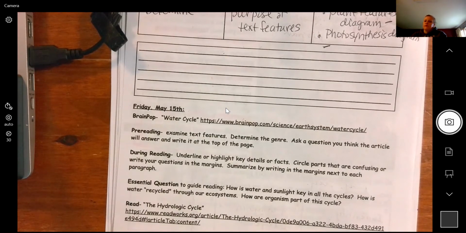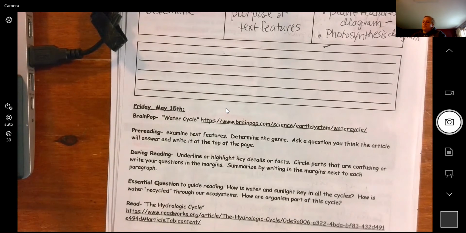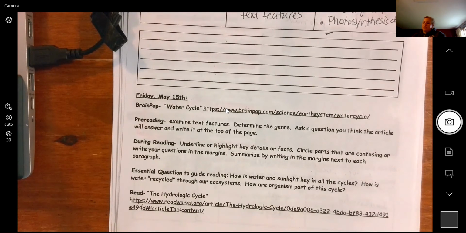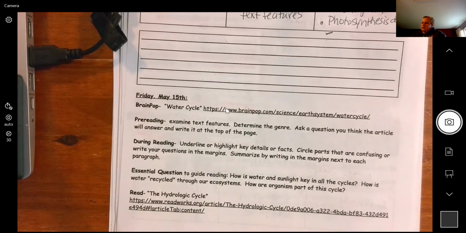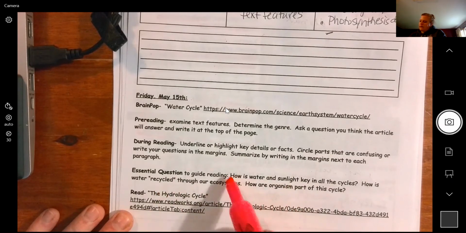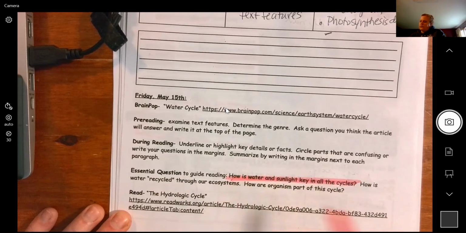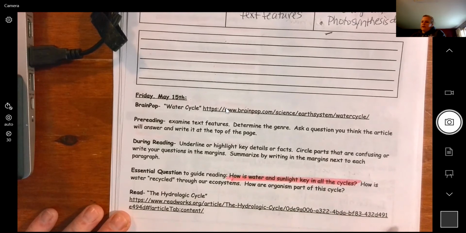Now this should be a review. I know we talked a little bit about the water cycle at the beginning of the year too, so I'm not going to spend too much time on it today. But there are some key vocabulary words and some key concepts here that we want to think about. So our central question is, how are water and sunlight key to all the cycles? If you haven't already guessed, this is one of our really big ideas: without sun and without water, none of the cycles would work.